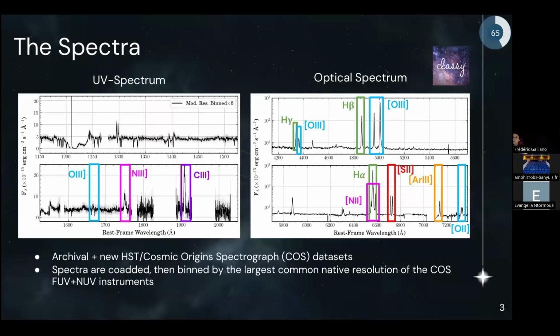So what we did was we investigated carbon, oxygen, and nitrogen abundances. And these are the UV and the optical spectra of the galaxy. And we try to highlight the emission lines and the doublets and triplets and so on that we investigated.